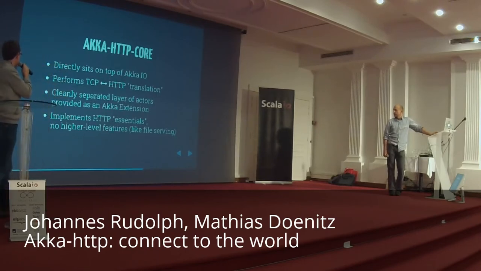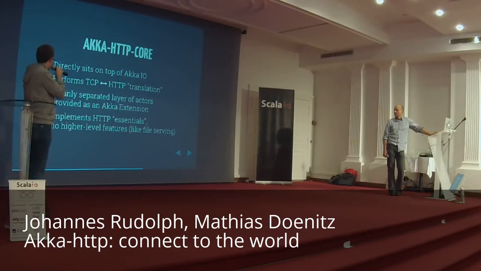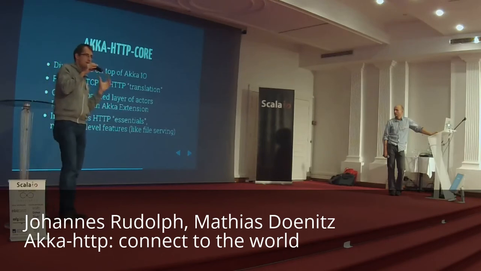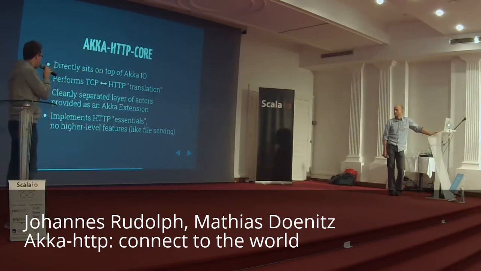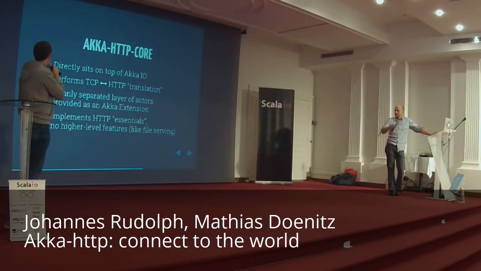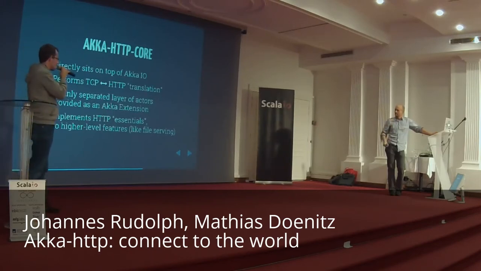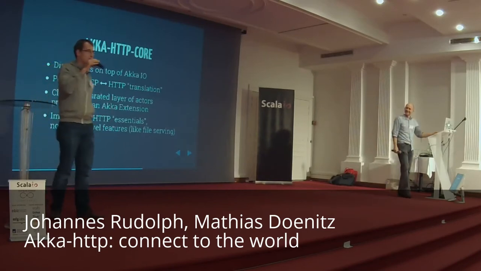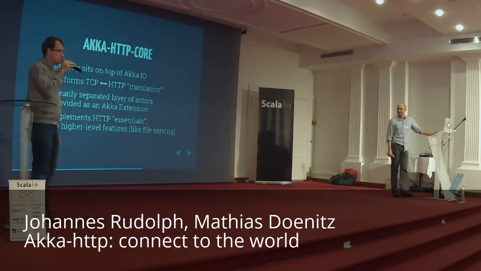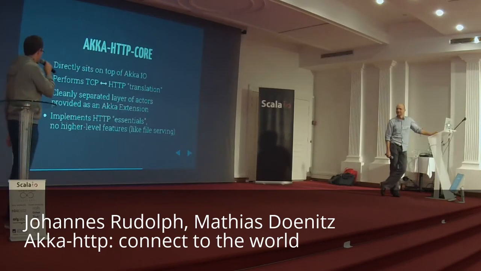Right. So HTTP core is the low-level translation part, which really does the translation between TCP or byte-level encoding to our model. Actually, that's not quite correct anymore, because there was a clearly separated layer of actors provided as an Akka extension. This isn't really correct anymore, because now we are based on streams, so we don't have any actors of our own anymore. Just one, currently.